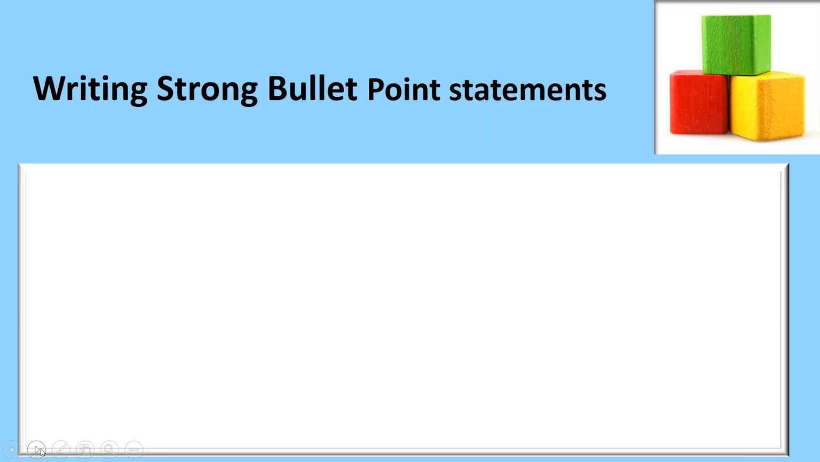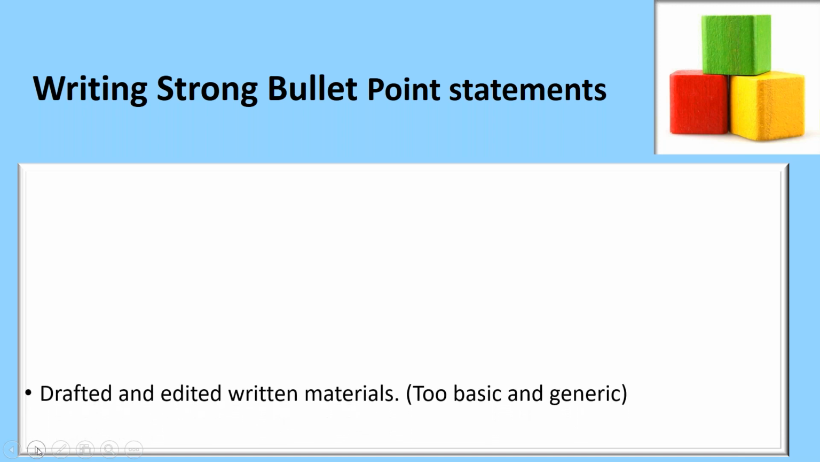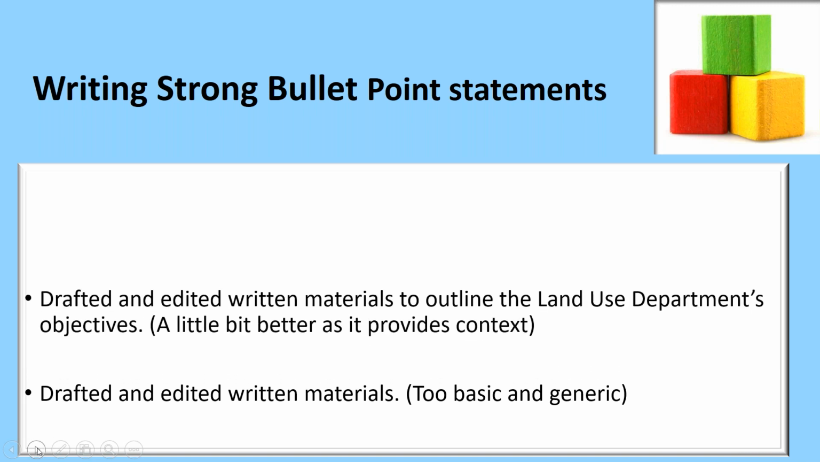Let's look at an example. And this example is really going to show the differences between a very basic bullet point statement and one that's quite good. So let's look at this first one. The first bullet point statement here says that the individual drafted and edited written materials. Now this is pretty basic and it's quite generic in that hundreds, thousands of individuals could write that they drafted and edited written materials. So this is not a strong bullet point statement. Let's look at an improved version.